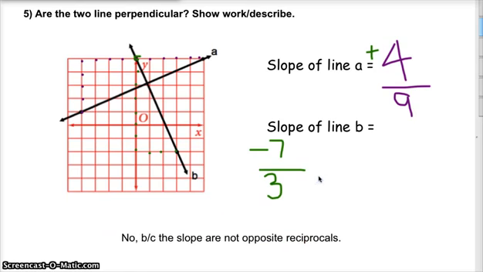That concludes your lesson on writing the equation of lines using parallel and perpendicular lines.